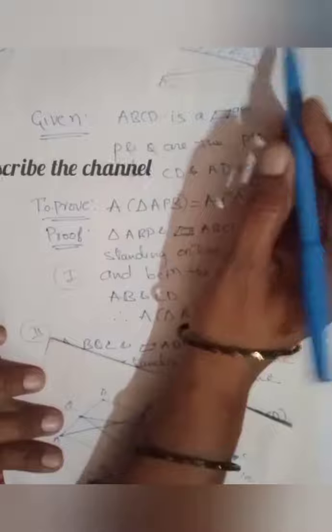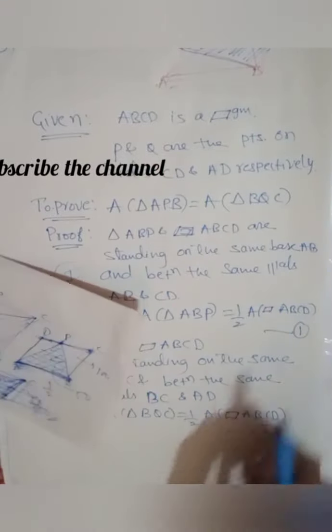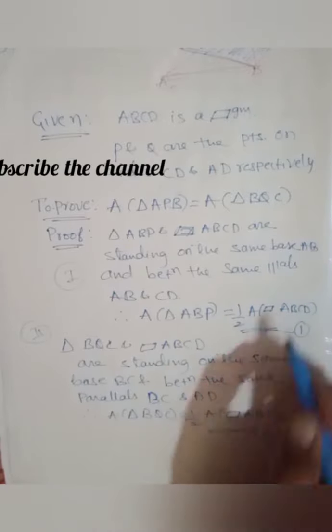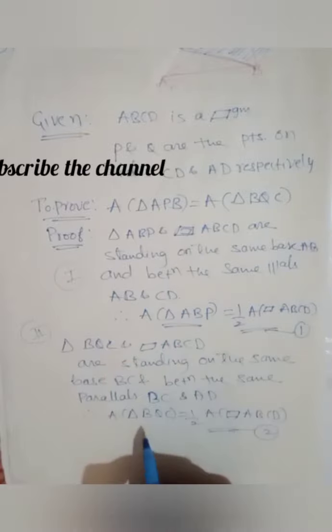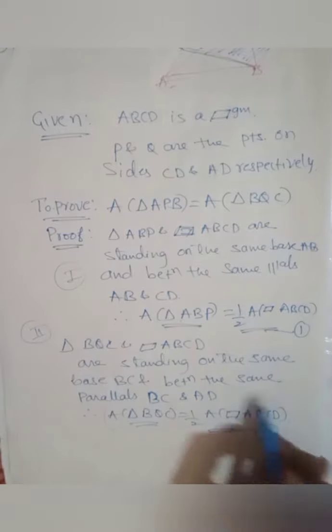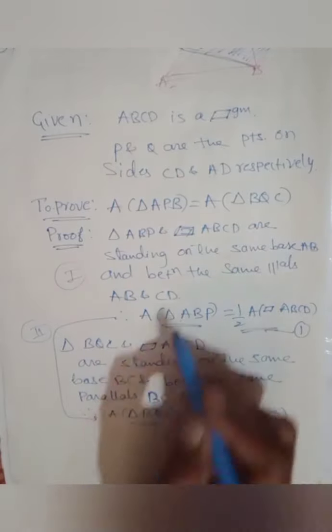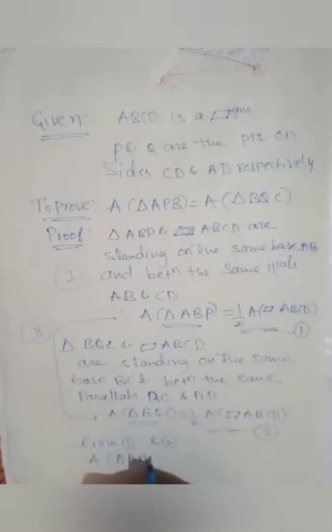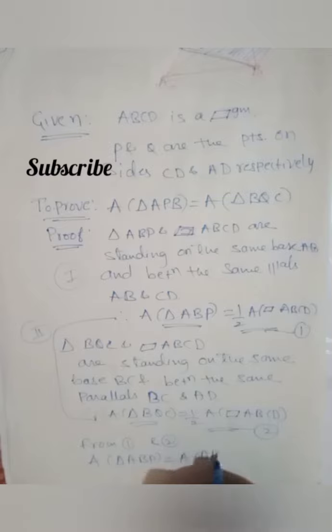We have shown that this triangle is half the area of this parallelogram, and this other triangle is also half the area of this parallelogram. That means the right-hand sides of both expressions are equal, therefore these become equal. Very simple. So from 1 and 2, you write: area of triangle ABP is equal to area of triangle BQC.